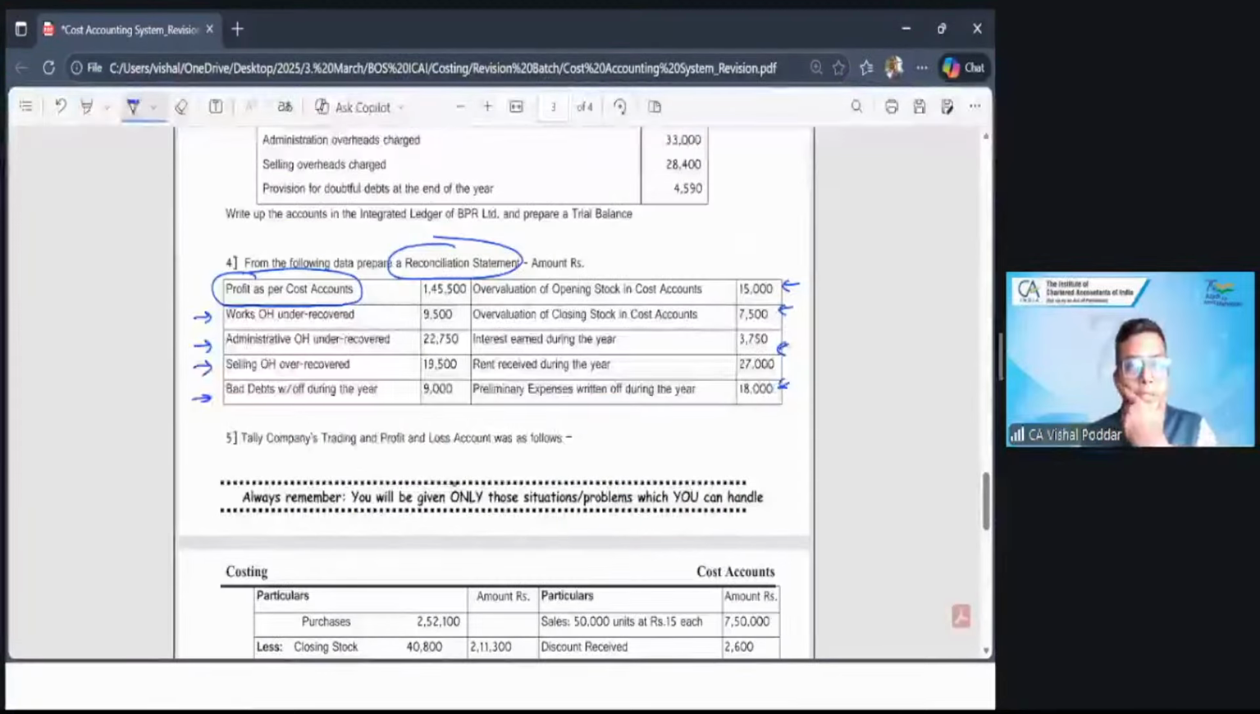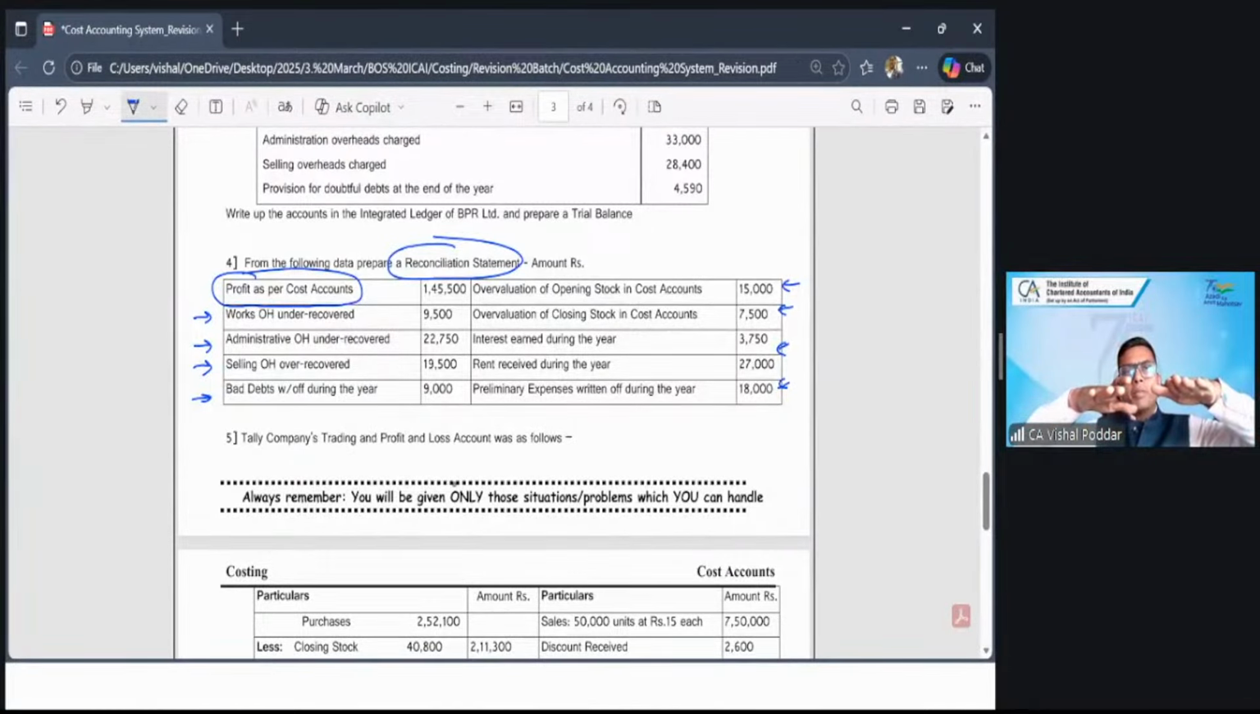So let us see. Now in this, you are given all the differences. We'll have to first decide the add and less. Now, how do we decide the add and less? For this, I always follow this approach. For me, this is the simplest approach to understand what is to be added and what is to be subtracted.